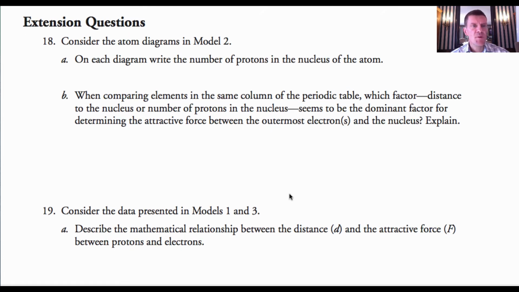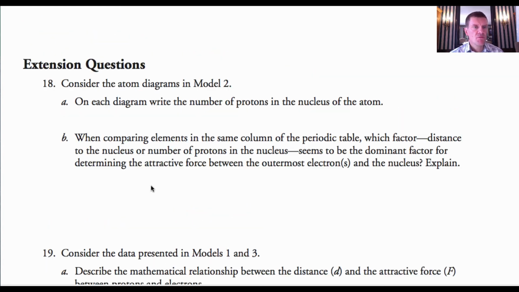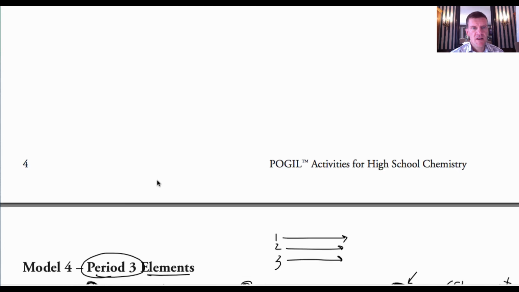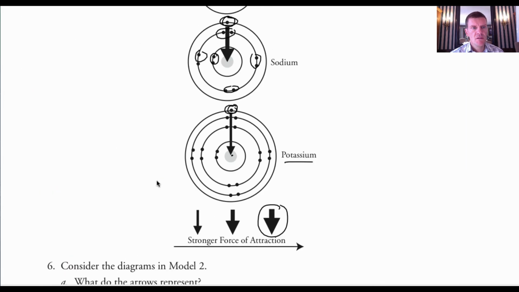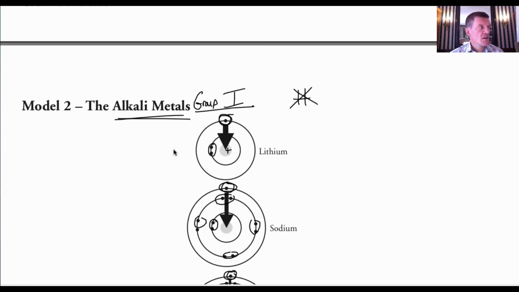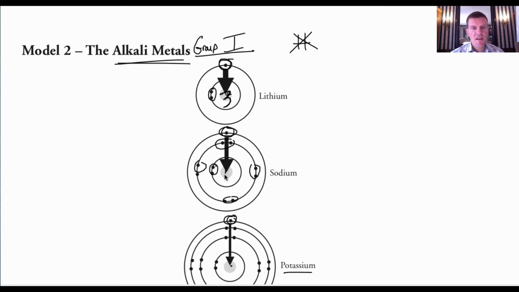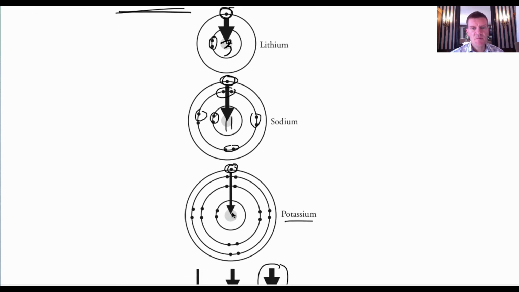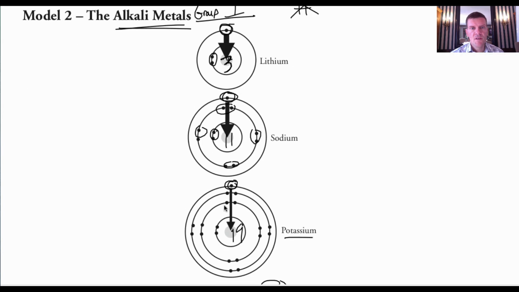Alright, last part here, the extension questions. Consider the atoms diagram in Model 2. We'll go back up to Model 2 in just a second. On each diagram, write the number of protons in the nucleus of the atom. So if we were to do that, Model 2, lithium has 3, sodium has 11, and potassium has 19. Okay? So 3, 11, and 19.